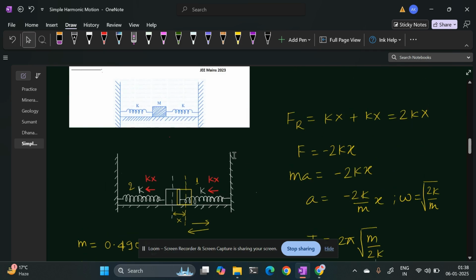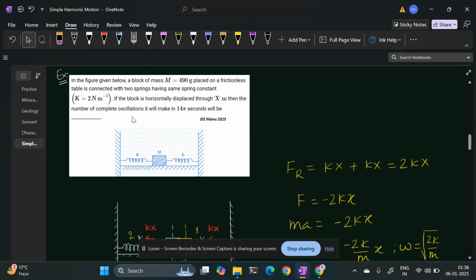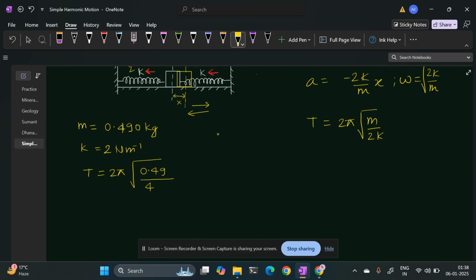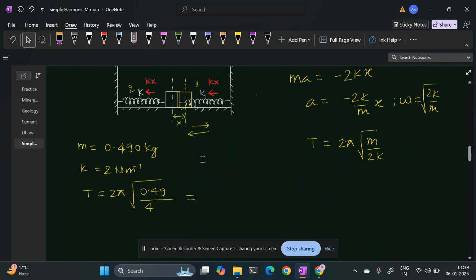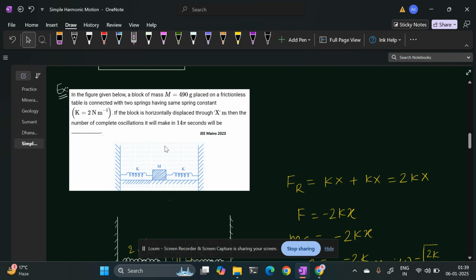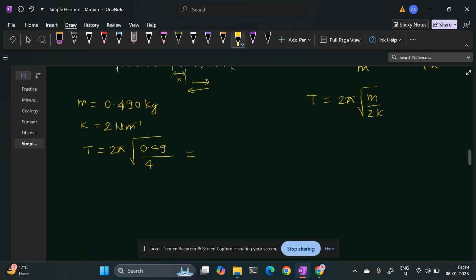So the question is to evaluate the number of complete oscillations it will make in 14 pi second. After putting the value of mass and spring constant, we calculate the time period. So what is time period? Time period is the time taken to complete one oscillation. Here we calculate the number of complete oscillations in 14 pi second. Firstly we will calculate the time period, then divide 14 pi by it. So number of oscillations equals 14 pi upon T.